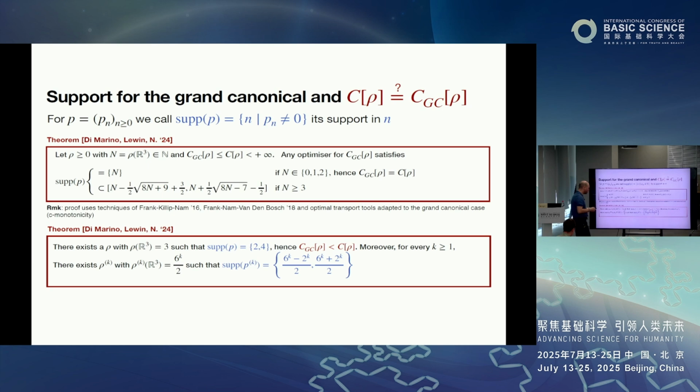So in other terms, what this theorem is telling you is that the convexity conjecture doesn't hold for this very specific density. And of course, you can work with this density and create a bunch of other densities such that the support is always concentrated on this stuff, so it becomes larger and larger, and you always have a strict inequality. So now the question, how does this density look like?